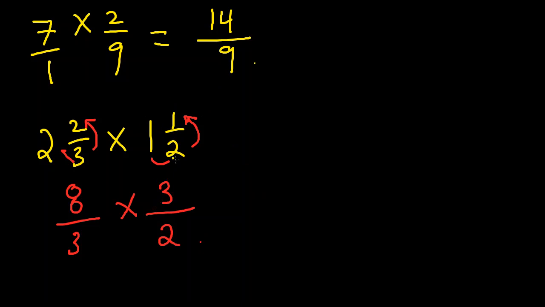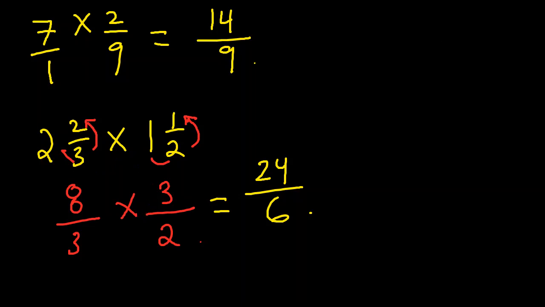Okay, so now we can multiply them easily, because remember, when we multiply fractions, we just multiply the numerators, and that becomes the numerator of our answer. So 8 times 3 is 24, and then over 3 times 2 is 6. Okay, so 24 over 6 is the answer to 2 and 2/3 times 1 and 1/2. And we were able to do this because we converted our mixed numbers into an improper fraction.